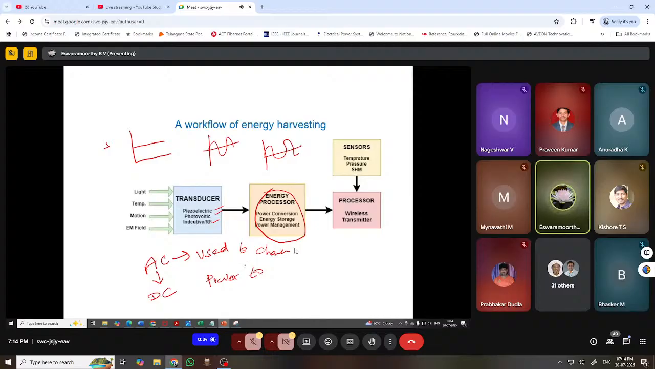We can't give more power management and energy storage. So we should be very careful, because while charging the battery, we need to take care of the power management, and we need to go into the processor and wireless transmitter and sensor, all those things are involved. So these are some of the things required.